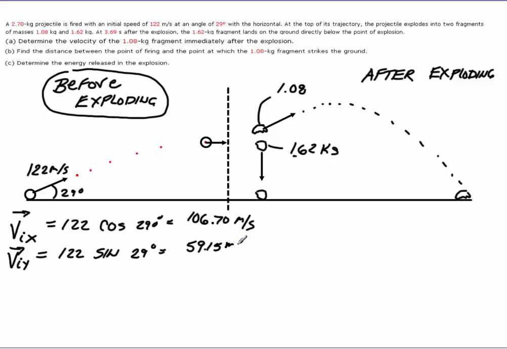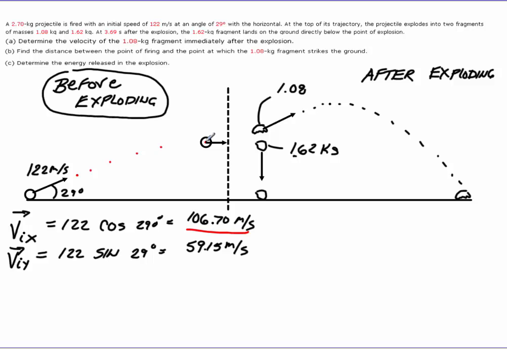59.15 meters per second. Now note, the horizontal velocity is never going to change on this mass here, the 2.7, as it goes all the way up here prior to exploding. That's going to be constant. This will never change. Now the y value is going to decrease. It's going to decrease at a rate of negative 9.8 meters per second squared until it gets to the top, and at the top the velocity in the y direction here will be 0.